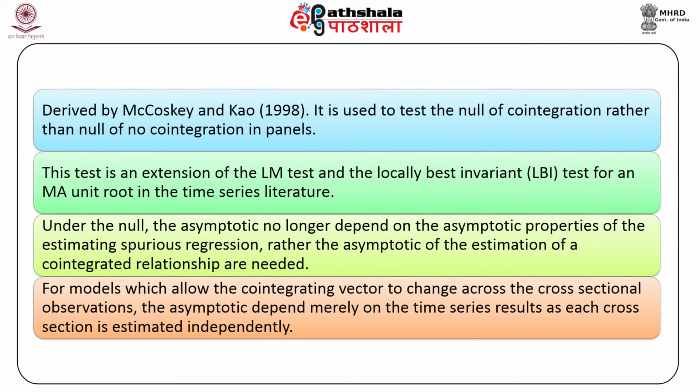Under the null, the asymptotics no longer depend on the asymptotic properties of the estimated spurious regression. Rather, the asymptotics of the estimation of a cointegrated relationship are needed. For models which allow the cointegrating vector to change across the cross-sectional observations, the asymptotics depend merely on the time series results as each cross-section is estimated independently. For models with common slopes, the estimation is done jointly and therefore the asymptotic theory is based on the joint estimation of a cointegrated relationship in panel data.